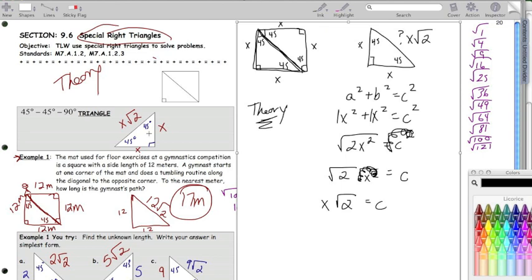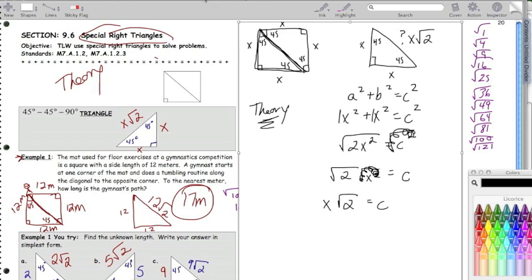And look at that. That's exactly what we found. x square root of 2, x square root of 2. So for any 45, 45, 90, not only do the numbers work, but the theory behind it works also. And that's where that comes from.